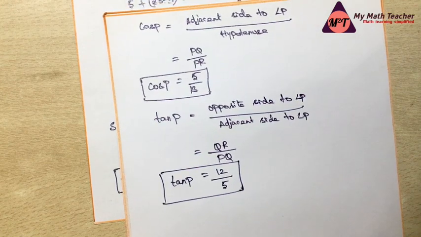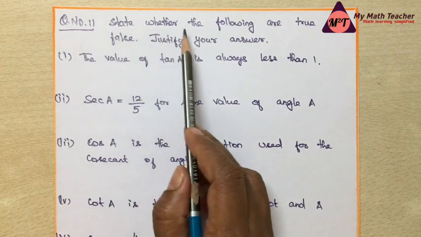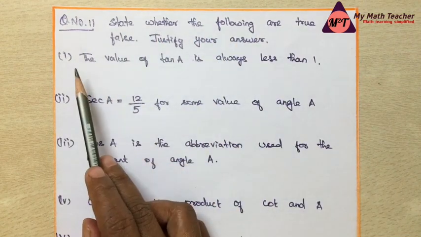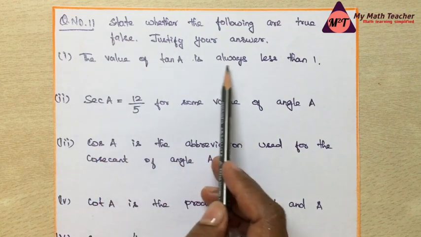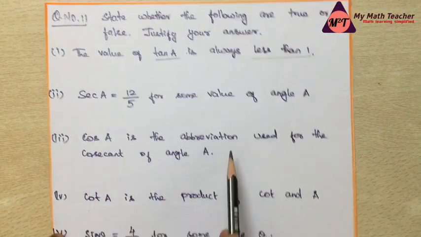Let us move on to the next one, question number 11. Question number 11 here is: state whether the following are true or false. We have to justify our answer. First subdivision here is, the value of tan A is always less than 1. Whether it is true or false, let us check.